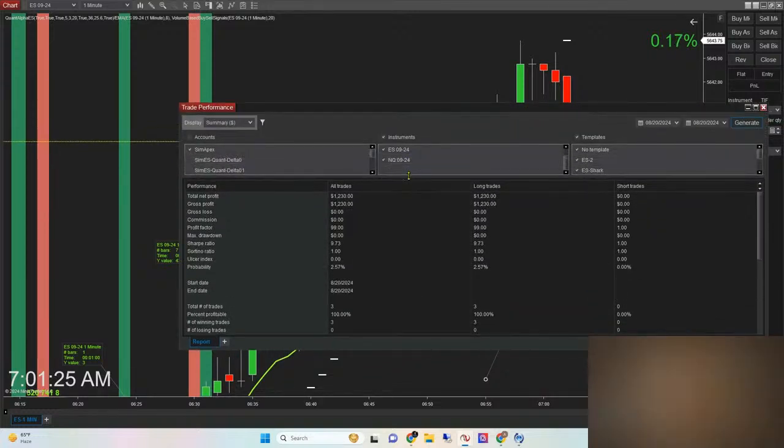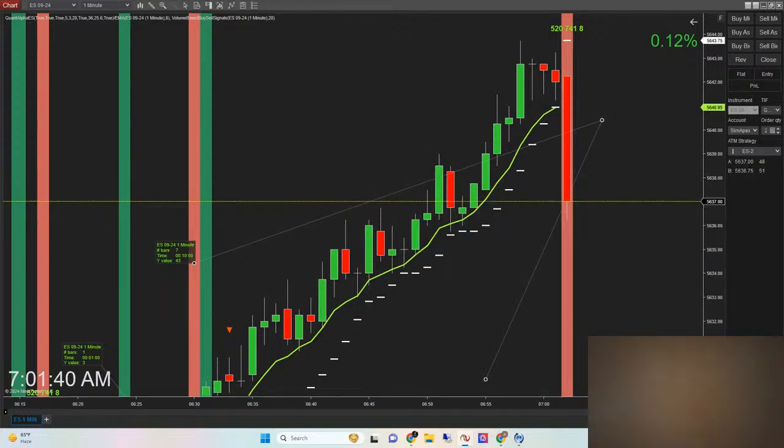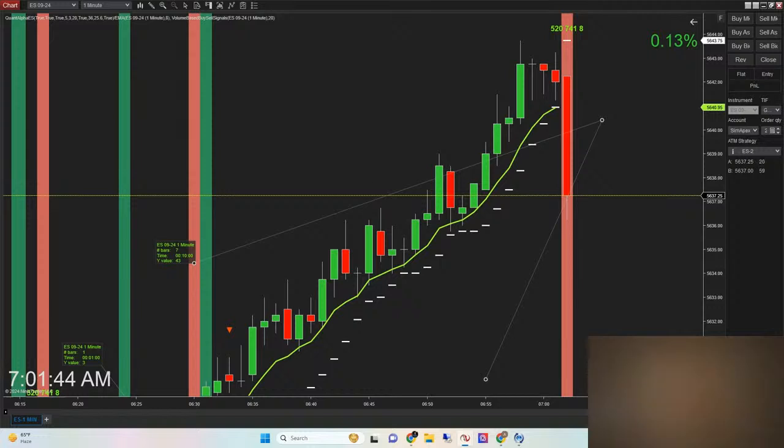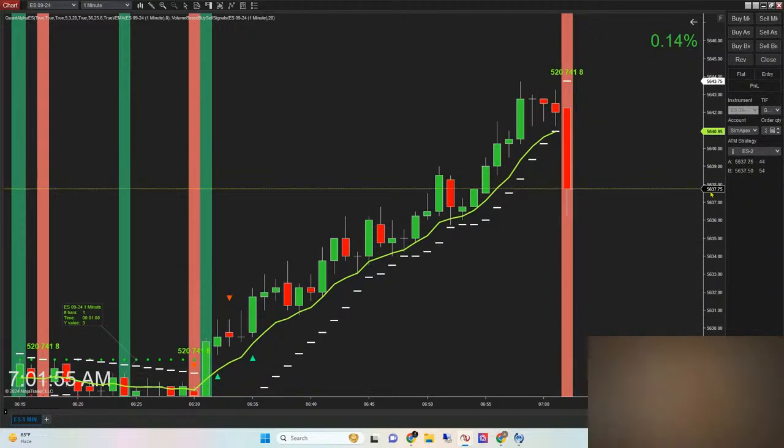And in ES, we make 650. And in NQ, we make 580. So total is 1,230 in 30 minutes. Isn't it good? Isn't it good to make 1 grand in less than 30 minutes by actually following some lines, like playing video games? That's it. We're done for today, guys. Any questions?